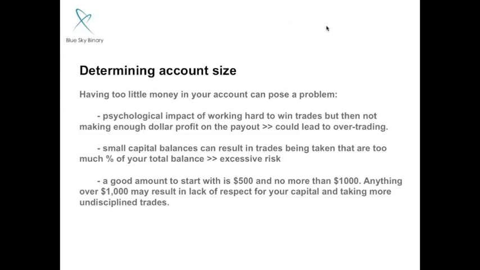So in our view, a good amount to start off in binary options is between $500 and $1,000. Anything more than $1,000 may result in an opposite phenomenon, that's lack of respect for your capital. And you're taking more undisciplined trades because you just don't respect how much capital you actually have there. And if you have very large binary option accounts, sort of $10, $15, $20, $30,000, that is extremely irresponsible trading because it's not like currencies where you are making bets, you're making money on every pip that goes up or down depending on if you're long or short, and you have lot management and lot sizes and stop losses in place.